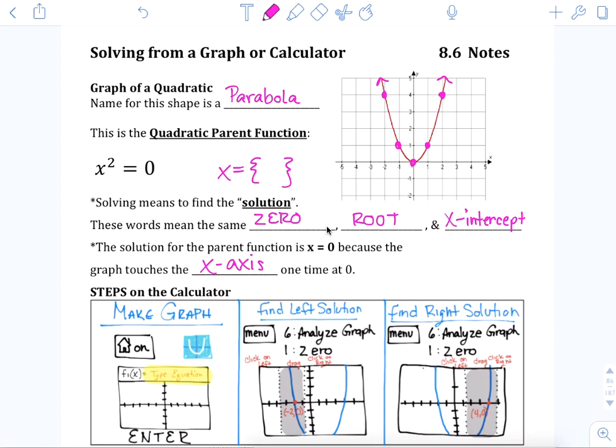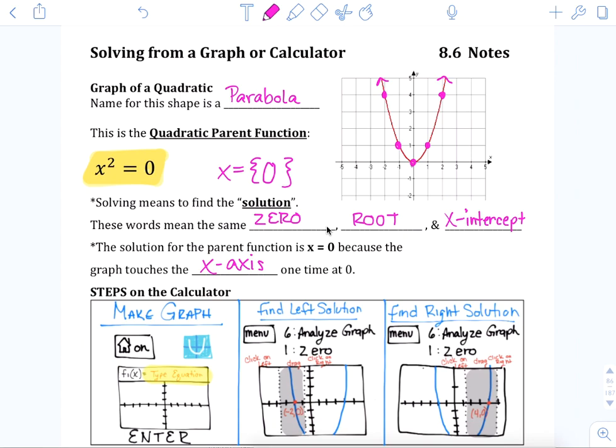Okay, so our parent function now is going to be this equation. You will need to know this for the upcoming tests for units 8, 9, and 10 actually. Okay, so x squared is our parent function. If we were to think about solving that graph, how would you get x by itself? We know that we would square root both sides, and it would give us one solution. It would give us 0. There's no plus, there's no minus, there's only one x in our equation, so we only have one answer.